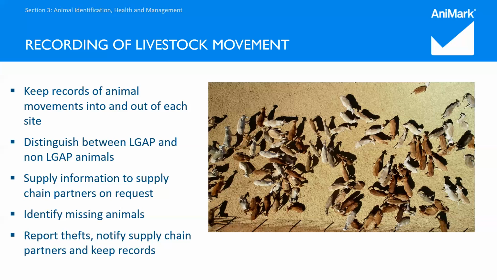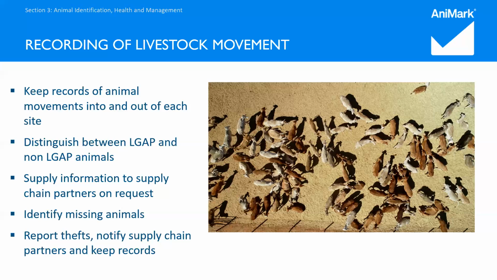Upon request, livestock movement information and associated documented information must be provided to livestock owners, supply chain partners, suppliers, customers, Animark, or anyone Animark nominates, so accurate records of livestock movements must be kept. As noted earlier, traceability is a foundation element of LGAP.